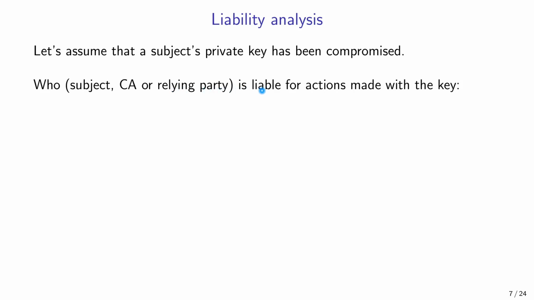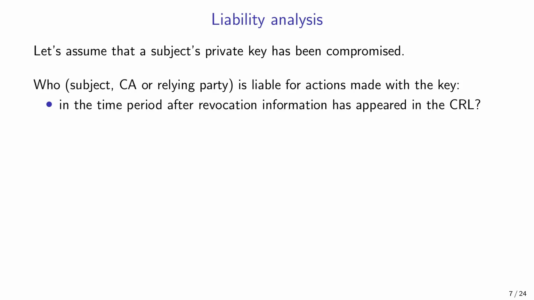By liable here, we mean who will cover the financial loss caused by the fraudulent transactions made with the compromised private key. Of course, it is the attacker who should be held liable, but let's assume that we don't have the attacker here. We don't know who the attacker is. So there are three parties involved in the PKI who potentially could be held liable: the subject, the CA, or the relying parties themselves. Now I will ask a list of questions. Try to pause the video to think through and come up with your own answer before I provide mine. So, who should cover the losses if the fraudulent transaction has been made in the time period after the revocation information of the compromised key has been published in the CRL?